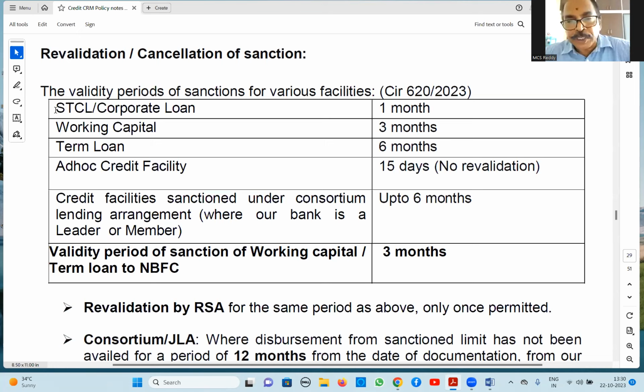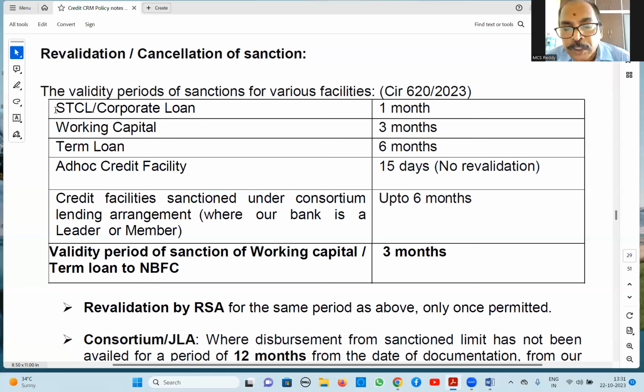Here, a maximum of 6 months time is given. One more condition is there. In a consortium, why is 6 months time given? In a consortium, one lead bank is sanctioning, and the lead bank sanctions the loan keeping in view the financial closure, so they give 6 months time. If financial closure has not happened, another 6 months is permitted. So a maximum of up to 1 year only it can be revalidated. After 1 year, again a fresh sanction is to be done in case of consortium.